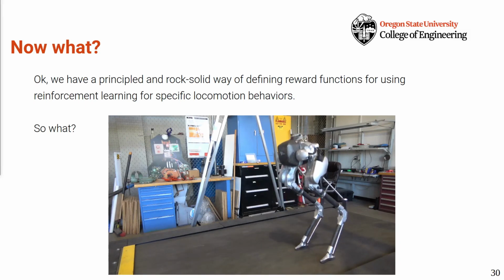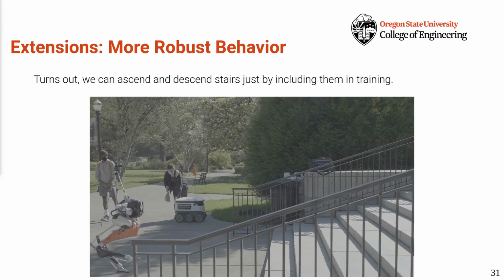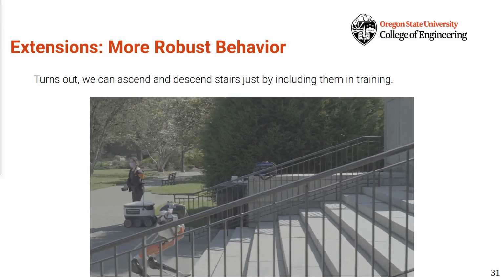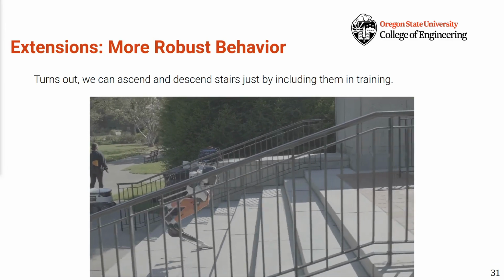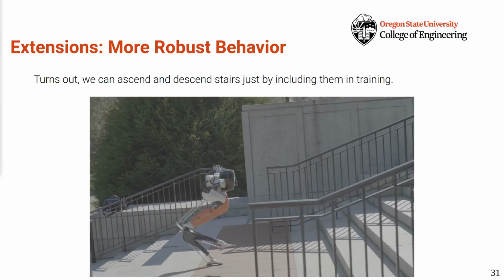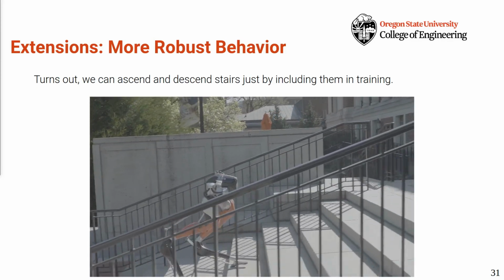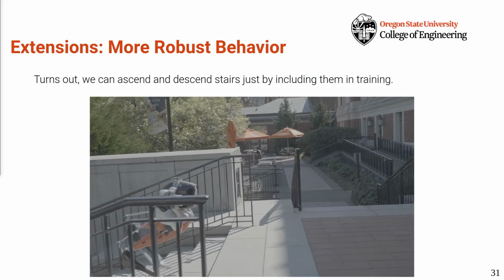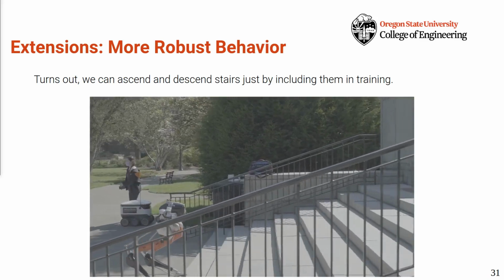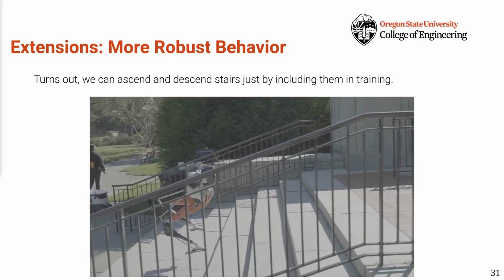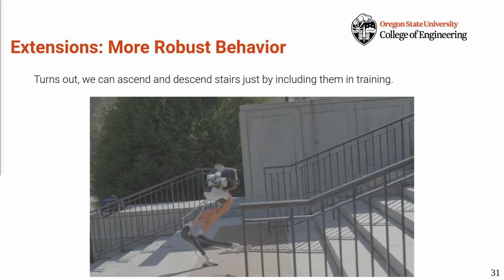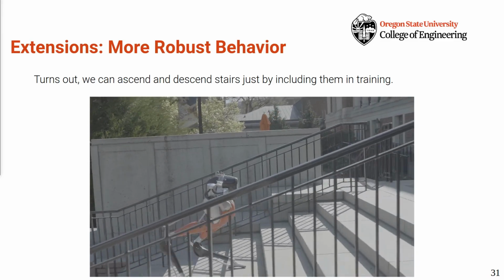It turns out that by simply adding ascending and descending stairs to the simulation randomization procedure, this same method can result in policies which ascend and descend stairs despite being completely blind to the world. This suggests that the policy's behavior specification and its training for robustness in simulation are two separate problems which can be improved upon independently in the framework of sim-to-real RL.